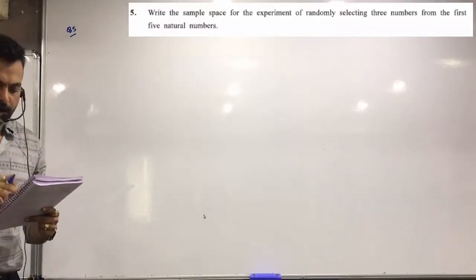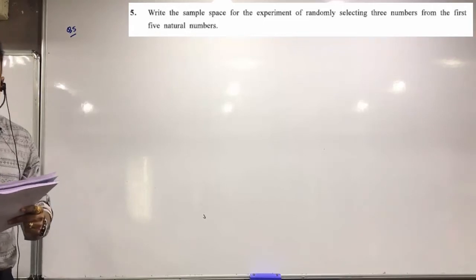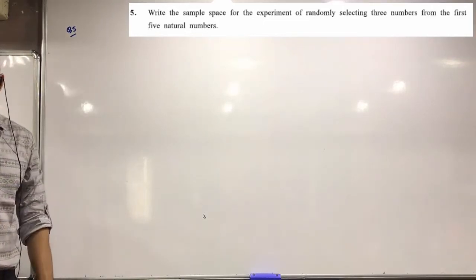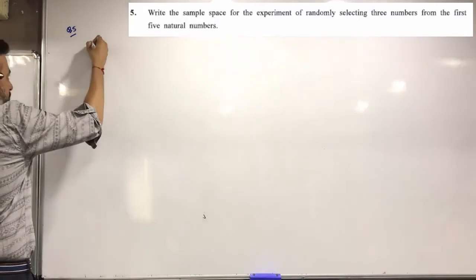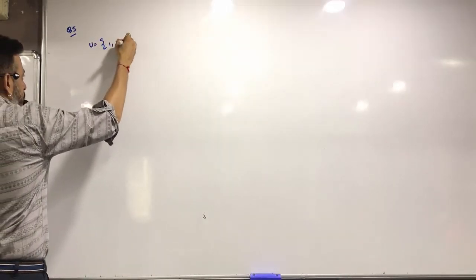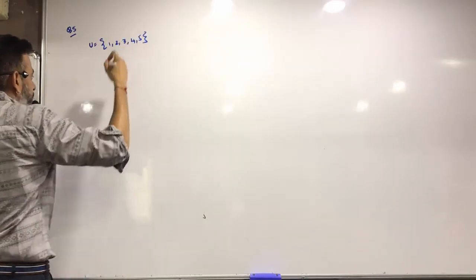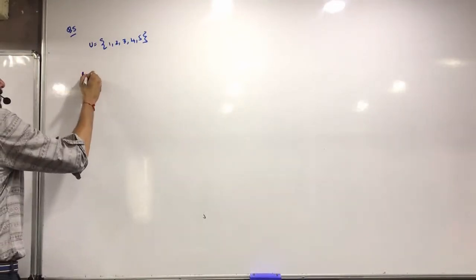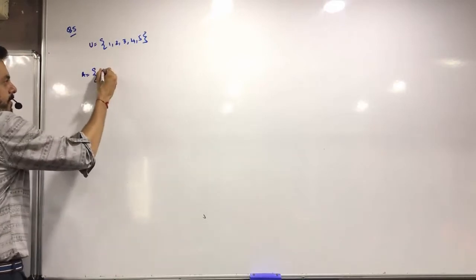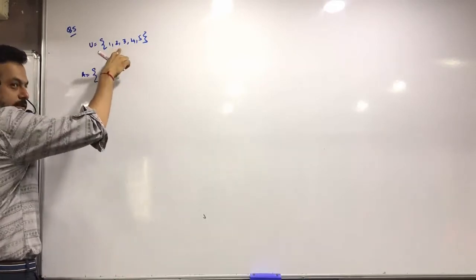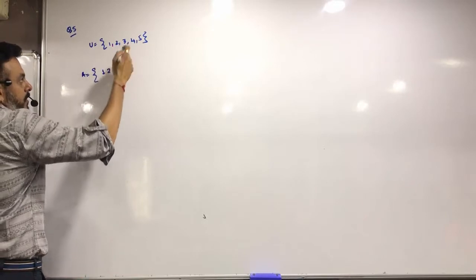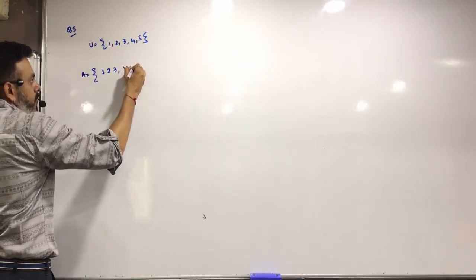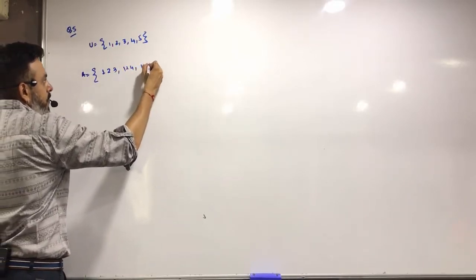Question 5. Write the sample space of the experiment of randomly selecting 3 numbers from first 5 natural numbers. So let's write first 5 natural numbers U: 1, 2, 3, 4 and 5. We have to select 3. Let's say event A. So we can start with 1, 2. 1, 2 freeze कर दो because we want 3 numbers. 1, 2 के बाद 3, 1, 2, 4, 1, 2, 5.